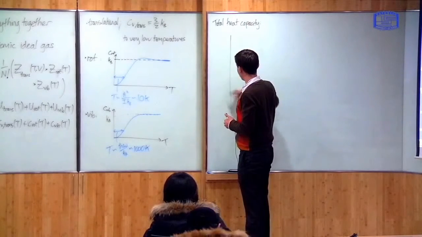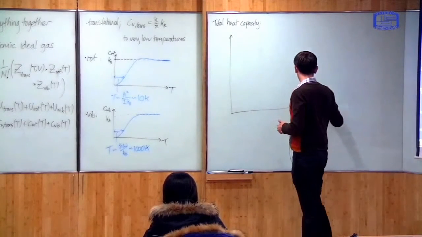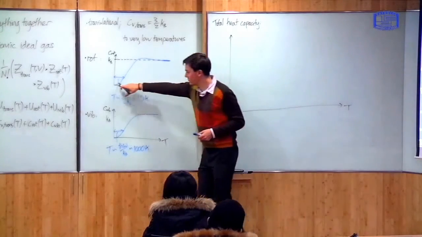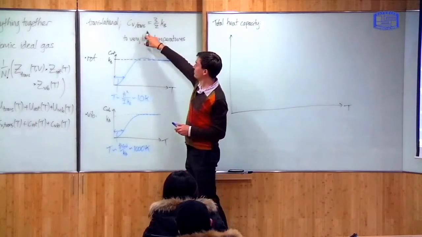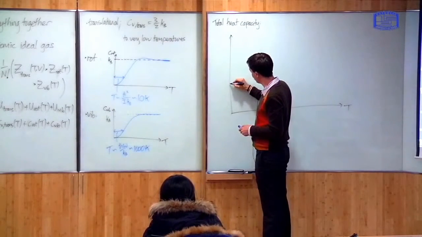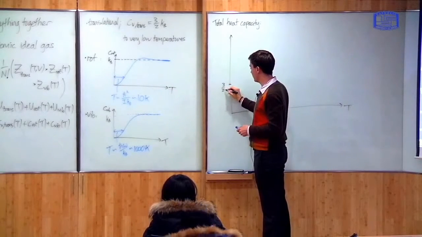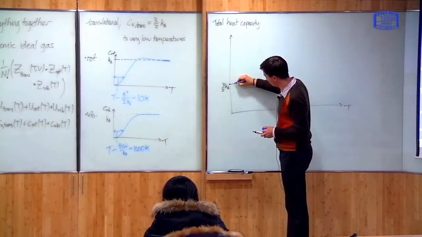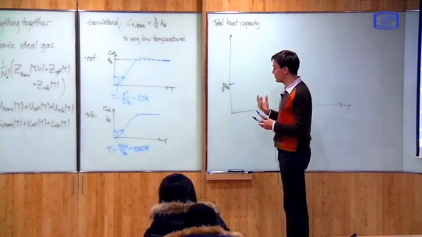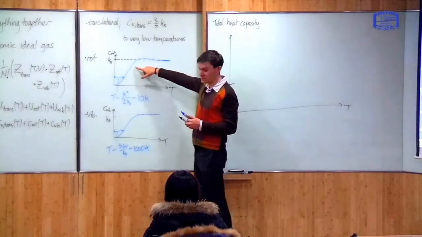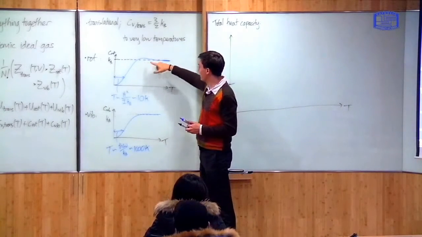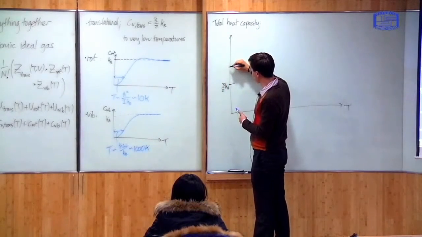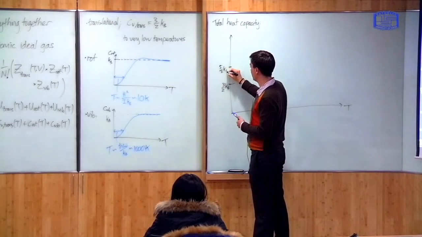So if we find the total heat capacity, it looks something like this. Draw it big. At very low temperatures, this is 0, and this is 0, so you only have the translational part. So at very low temperatures, this is about 3/2 kB. As I go to higher temperatures, the rotational part starts to be excited, and the rotational part adds another kB. So the rotational part gets me from 3/2 up to 5/2 kB.